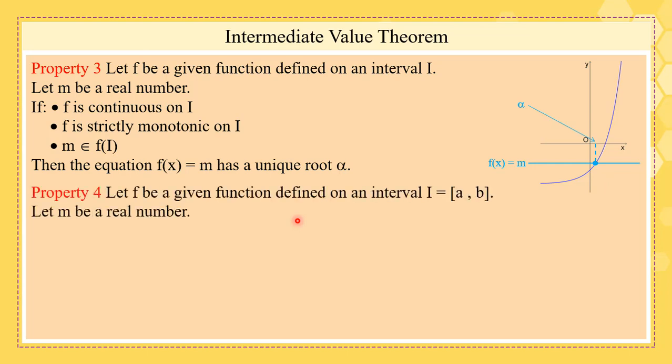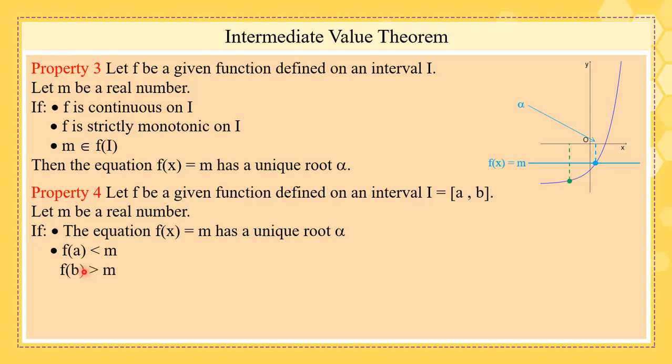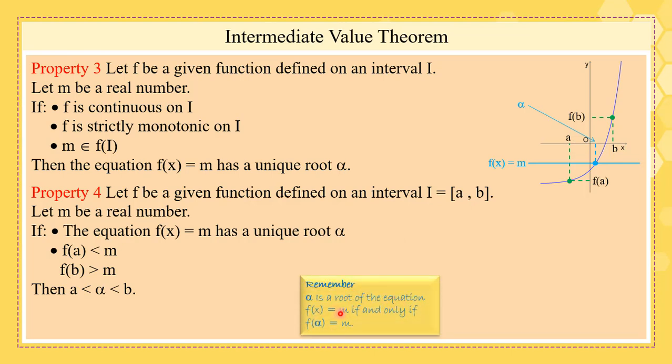Let's see property 4. Let m be a real number and f a given function defined on AB. If the equation f of x equals m has a unique root alpha, and if f of a is smaller than m and f of b is greater than m, let's see it here graphically. This is a, and this is f of a. This is b, you see, and this is f of b. You can see that f of a is smaller than m, and f of b is greater than m. If one of them is smaller than m and one of them is greater than m, then we can say that alpha is between a and b. You see here, this is alpha and it is between a and b. Remember, alpha is a root of the equation f of x equals m if and only if f of alpha is m.